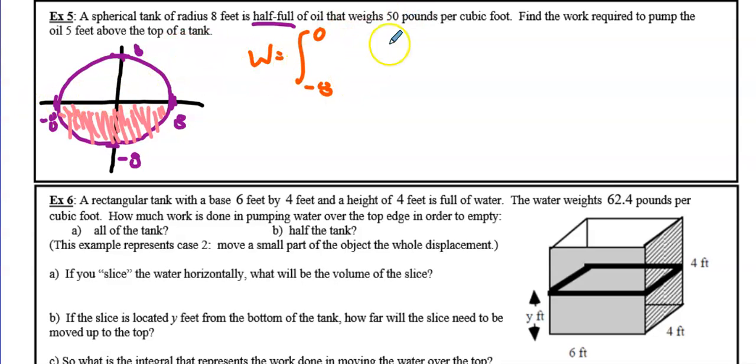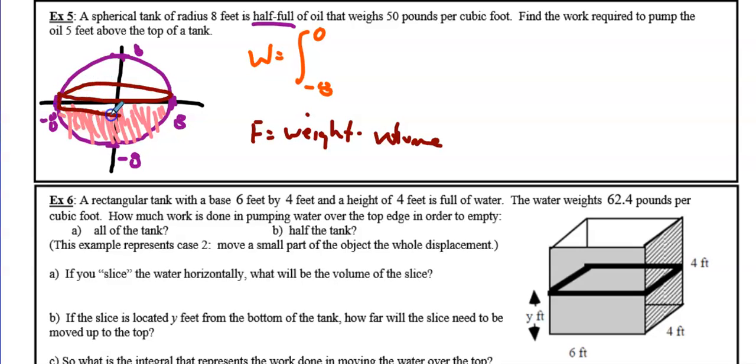And so we're going to say the weight is going to be 50 pounds per cubic feet. So our force, again, is going to be the weight of our liquid, in this case our oil, times the volume of our cross-section. So just like in the cone question, if I were to slice this, I'm going to have another cylinder. So I need to find the volume of the cylinder. I'm going to write down what the weight is. The weight's going to simply be 50. So I'm going to put the weight down first.